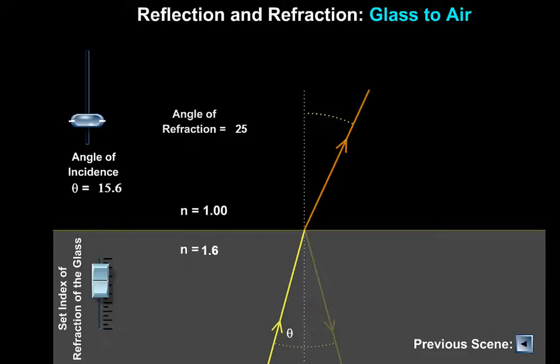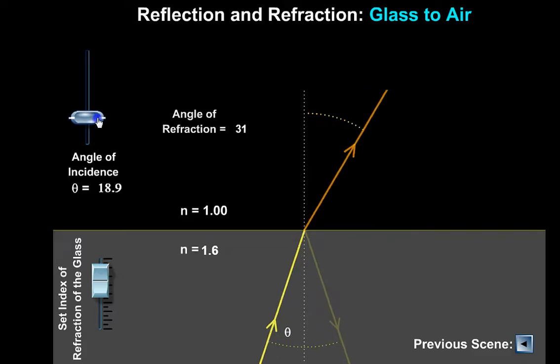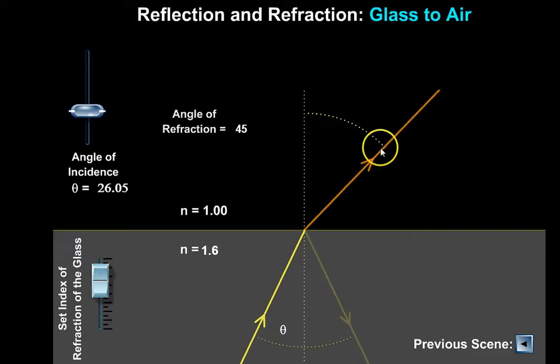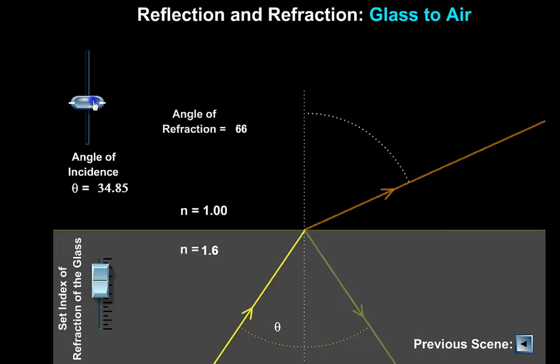So here we have a beam of light that's going from the more dense medium. We have an optical density of 1.6, and then over here we have air, essentially, or vacuum, 1. Now, as I change the angle of incidence, here is my angle of refraction, and you can see that the ray is deviating away from the normal here. And as I increase the angle of incidence, you can see this refracted beam is getting larger and larger.